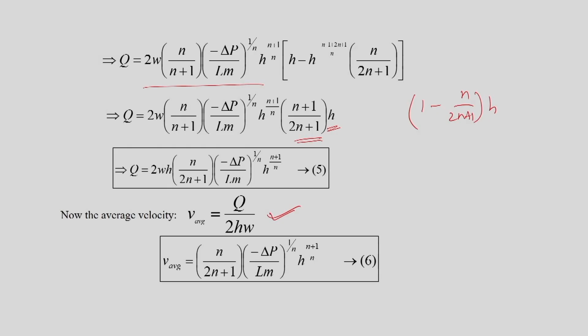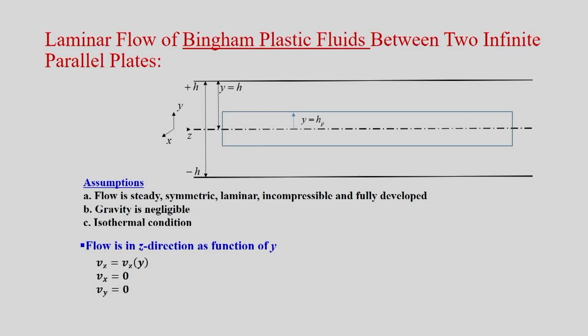So, if you divide this equation 5 by 2hw, you get the average velocity as V average equals n by 2n plus 1 times minus delta P by Lm, whole power 1 by n, times h to the power n plus 1 by n. That is the average velocity, right. This is how we can simplify any geometry and get the required velocity profile and then the volumetric flow rate.